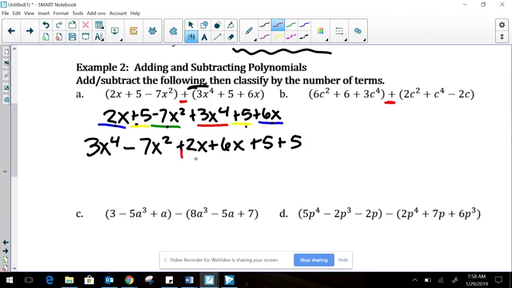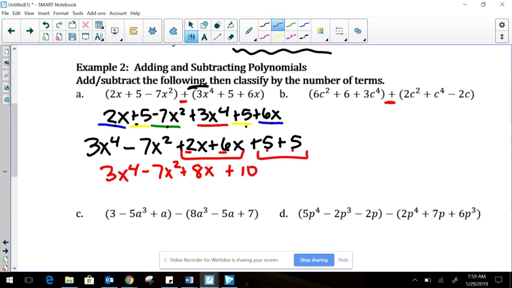So these guys here, they're the same. They are like terms. They have the same variable, the same exponent, but I can combine the numbers together. So I add 2 plus 6 gives me 8x. 5 plus 5 gives me 10. And everything else just stays the same because there's nothing to combine. All right, so this is called combining like terms.